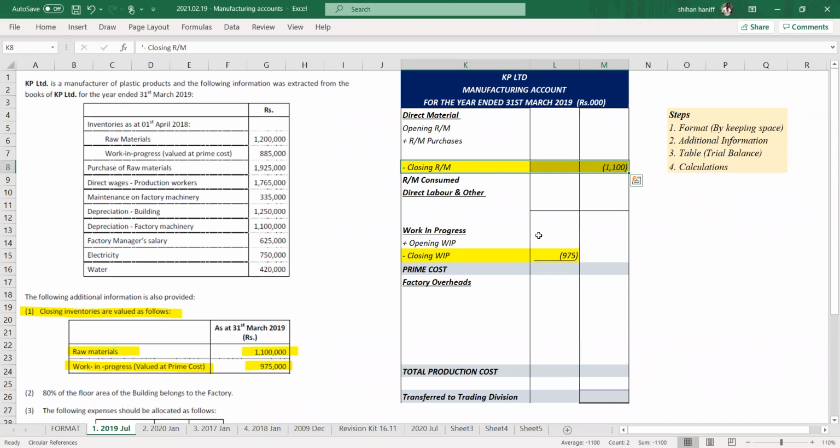So we record raw material and work in progress closing balance with the additional information.